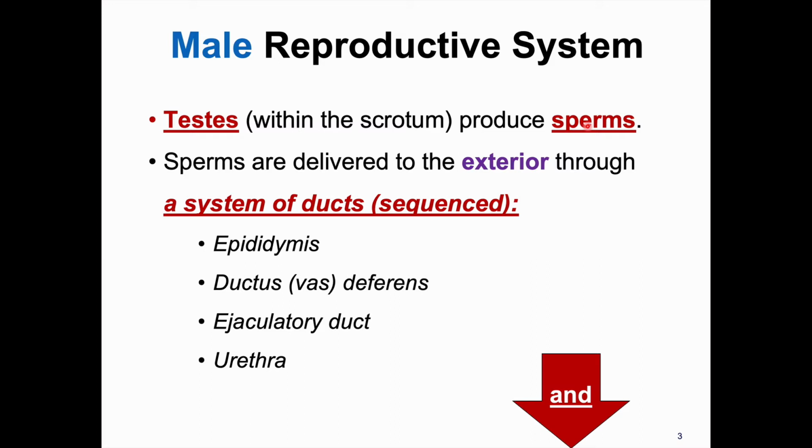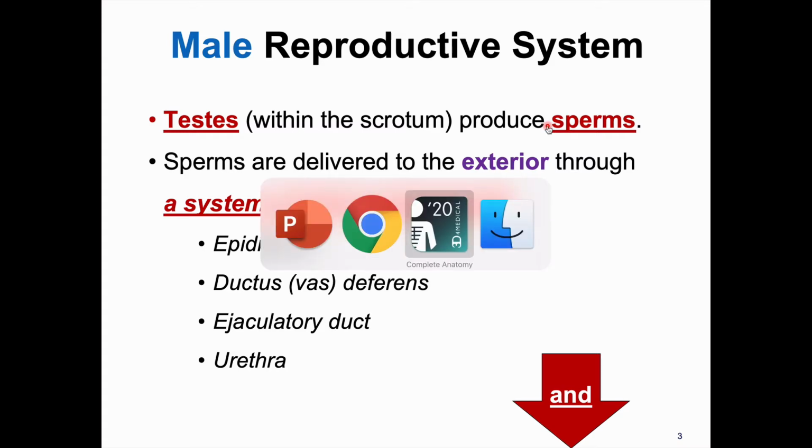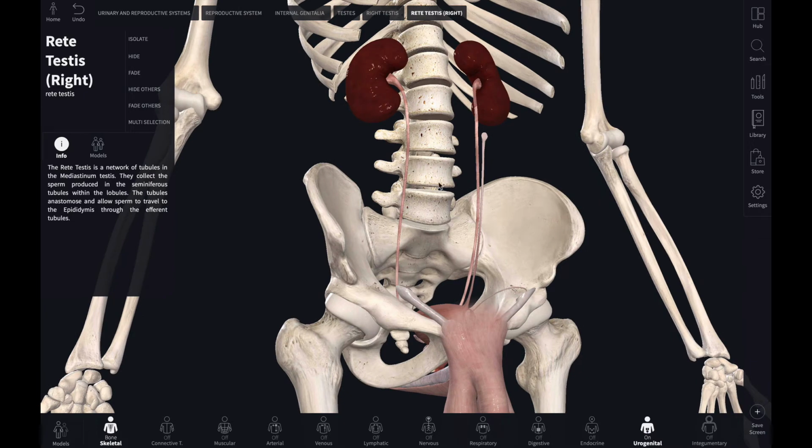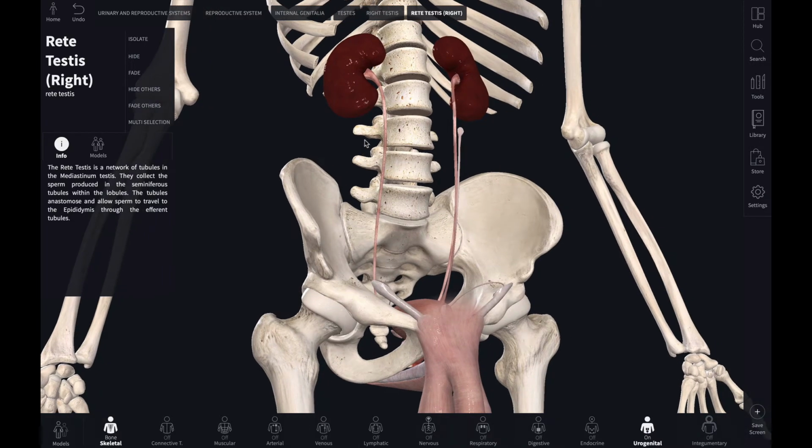Since the testis is formed in the area below the kidney, it keeps migrating. You have to understand how this migration takes place, and only then will you be able to understand many types of pathologies based on this. In intrauterine life, the testis is developed in this region, and there is a ligament, a band, attached to the testis. This band is called the gubernaculum, and it keeps pulling the testis in this direction.